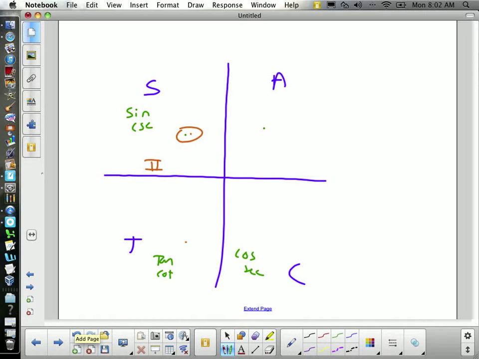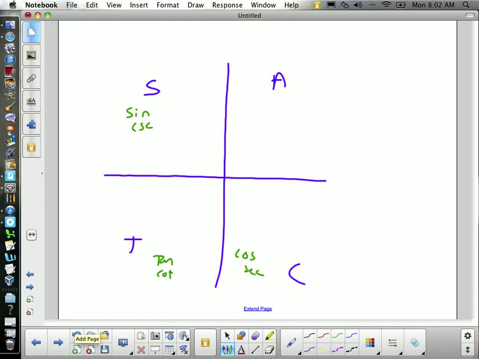7, tangent is positive and secant is negative. Tangent is positive here and here. Secant is negative here and here. There's my quadrant that has, see like a smiley face, it's got 2 dots. Just starting a smiley face, that's all. So there's my quadrant. Quadrant 3.